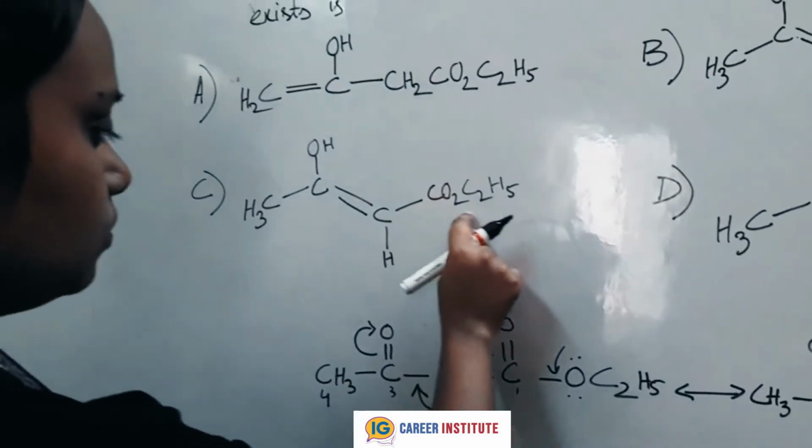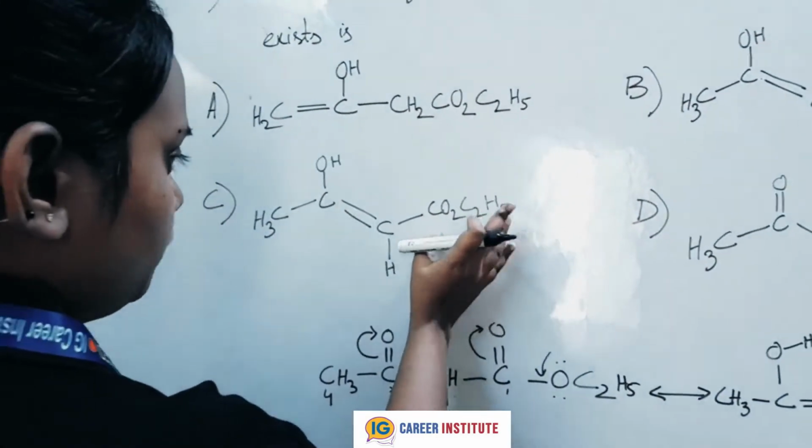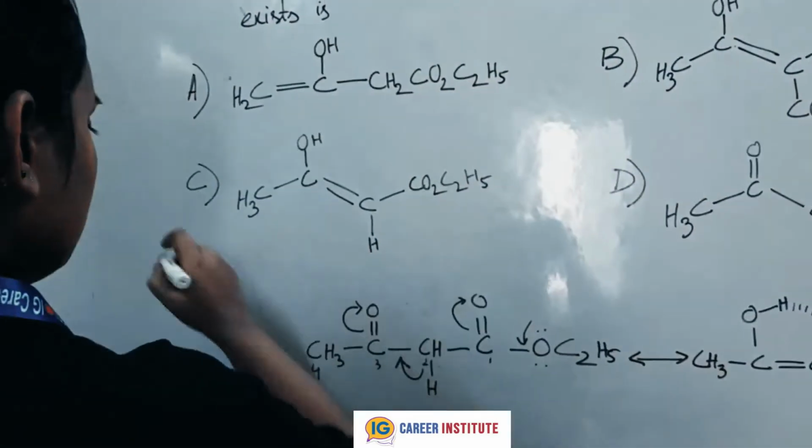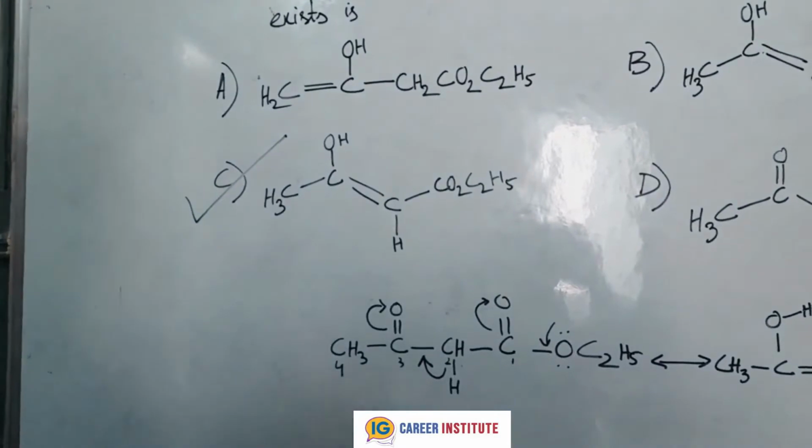Here basically the CO2C2H5 is drawn in a condensed form. If I draw it in the entire structural form, then we will get back to this. So option C is the correct option.